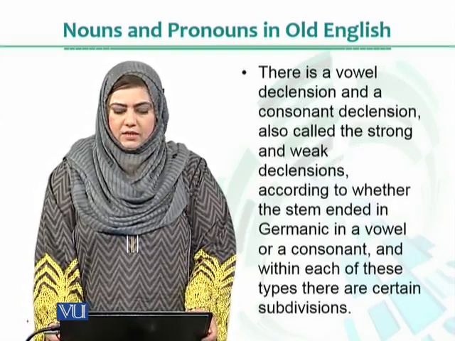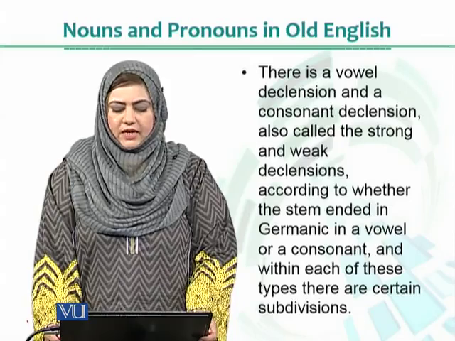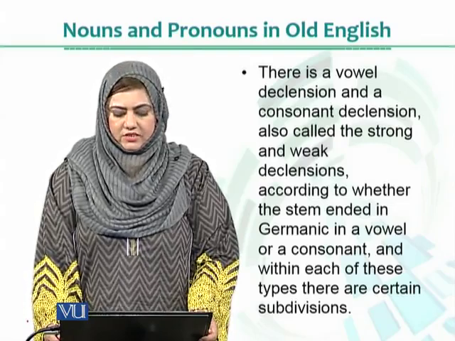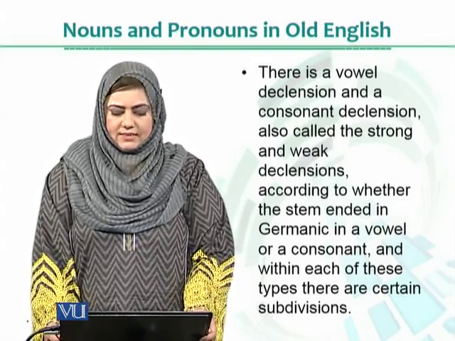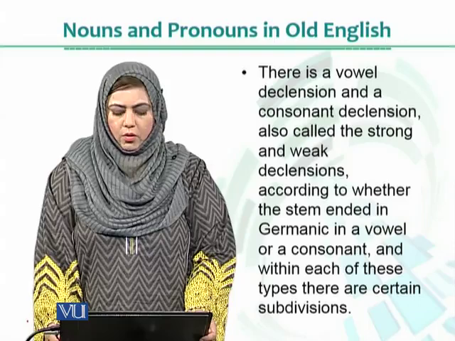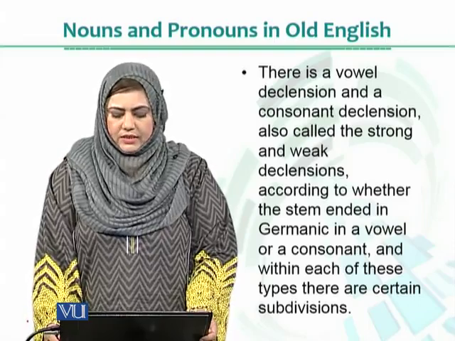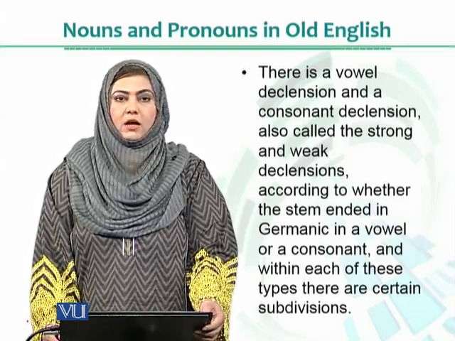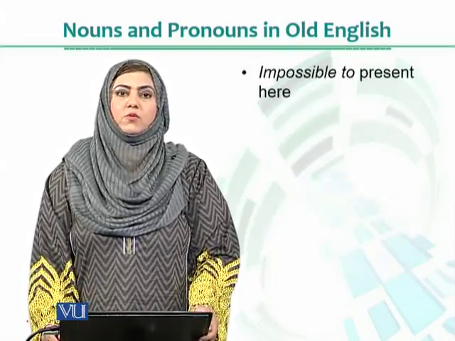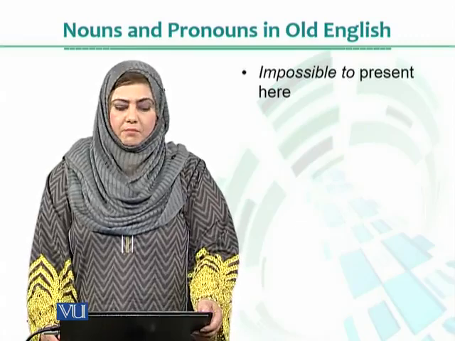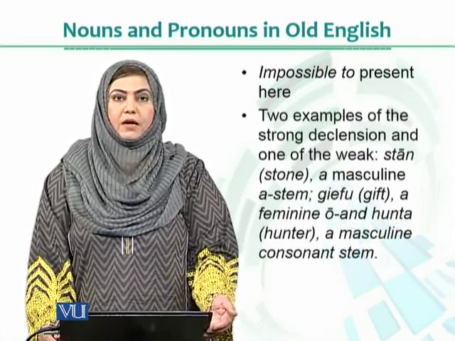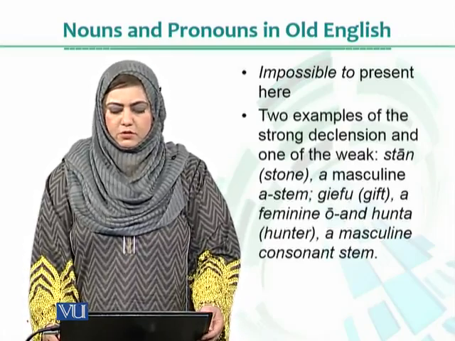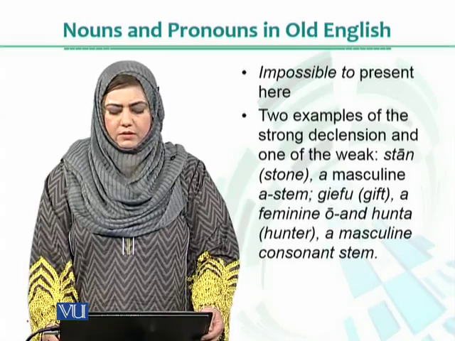Well, in fact, in Old English, there is a vowel declension and a consonant declension, also called the strong and weak declensions, according to whether the stem ended in Germanic in a vowel or a consonant. And within each of these types, there are certain subdivisions. Of course, we cannot cover all of them here. It is not possible to present them all here, but I would just give you a feel of how it worked. Here I have on the screen 2 examples of strong declensions and one of the weak.